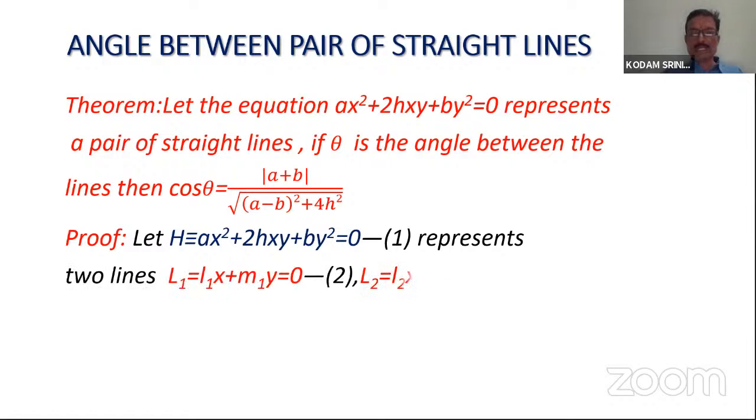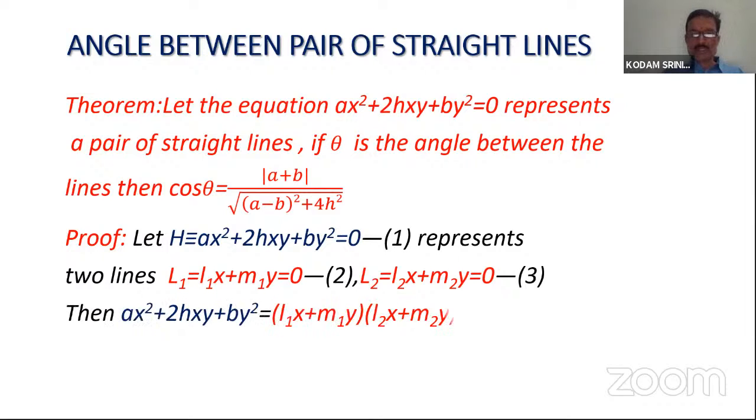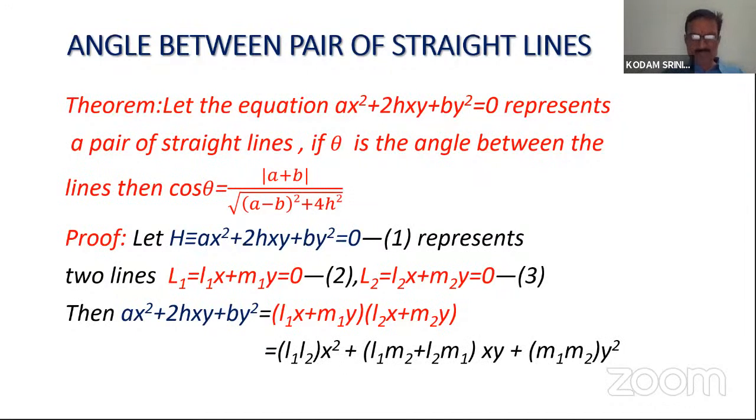So here, given the equation ax square plus 2hxy plus by square equal to 0, that represents two individual straight lines, L1 equals l1x plus m1y equal to 0 and L2 equals l2x plus m2y equal to 0. Now, if these two straight lines represent the given pair of straight lines, we have to write the combined equation of the two straight lines and equate it with the given equation. So already we have done that: (l1x plus m1y) into (l2x plus m2y). After simplification, we will have l1l2x square plus (l1m2 plus l2m1)xy plus m1m2y square.